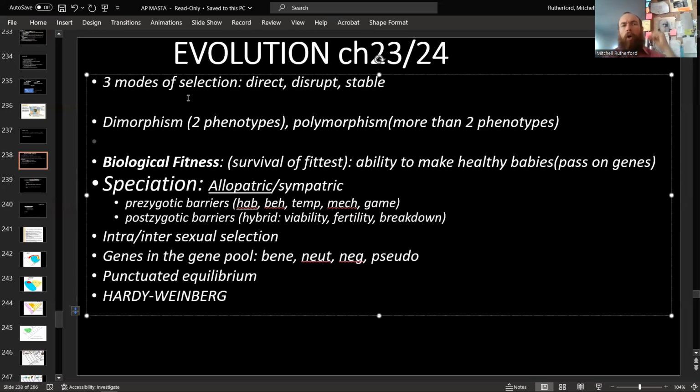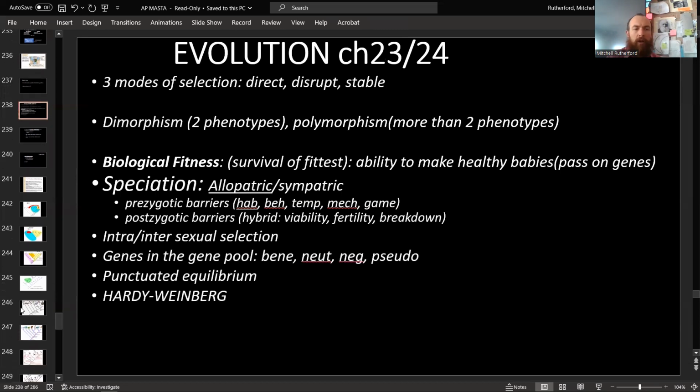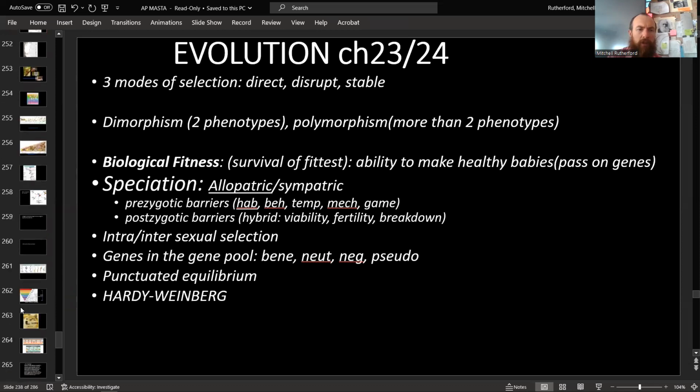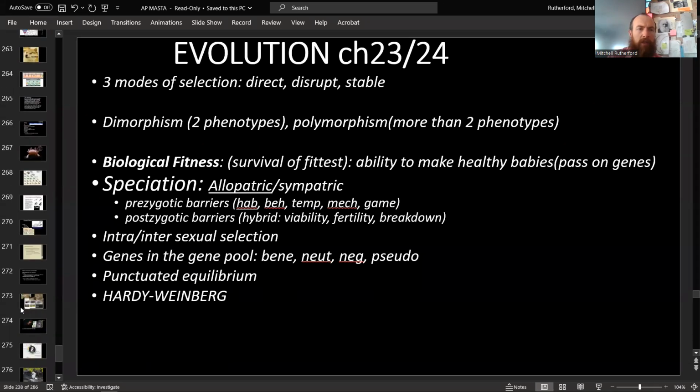Now the modes of selection here. That one we really just have to get a picture. I don't know if a picture is actually going to come up of these, so I think I'm going to just pull one up here. Okay. You have directional, stabilizing, selection graphs. And these are just so much easier to visualize when you have an image.